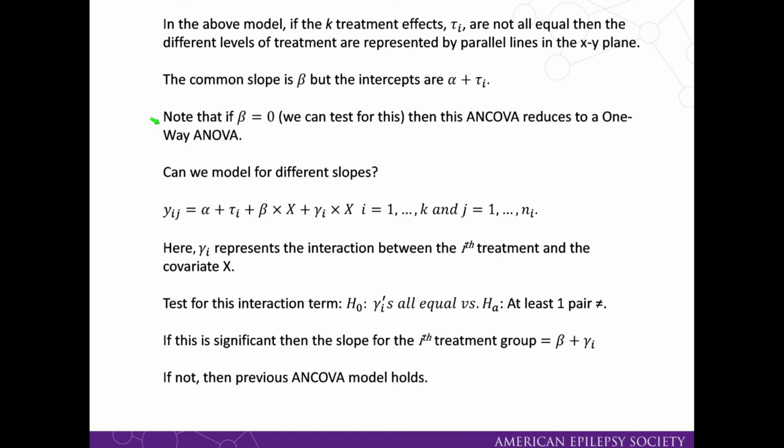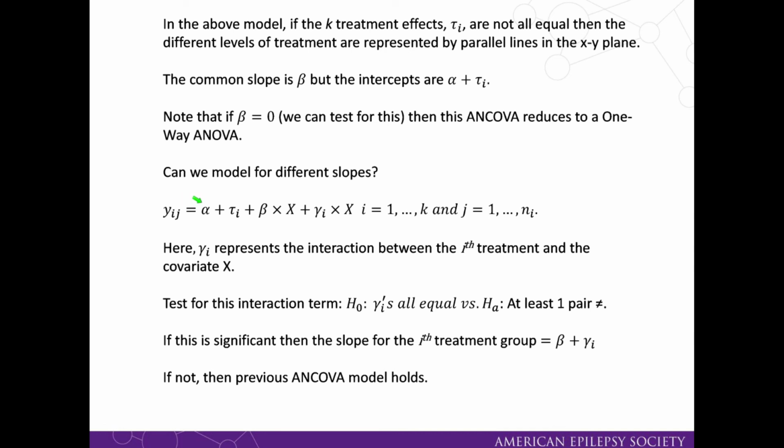But what if beta is 0? We've already seen from regression that the slope could be 0. Then the ANCOVA reduces to a one-way analysis of variance. And so you're probably asking, can we test for different slopes? Well, sure we can. Otherwise, I wouldn't have brought it up.